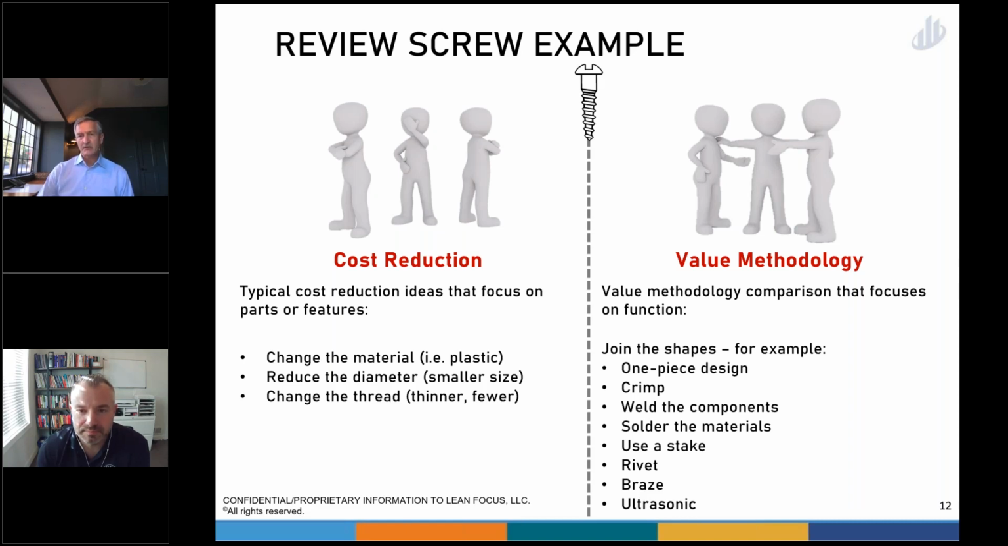What are the other alternatives I could consider to fulfill that function in this particular product? So it takes some getting used to, but it's a very valuable approach. And that's why you need to go through it with a structured approach to make sure that you get the full value of it.